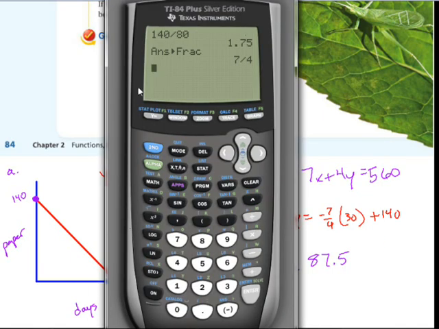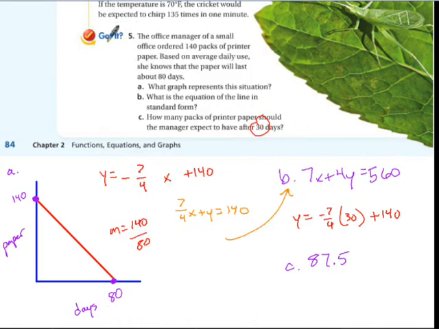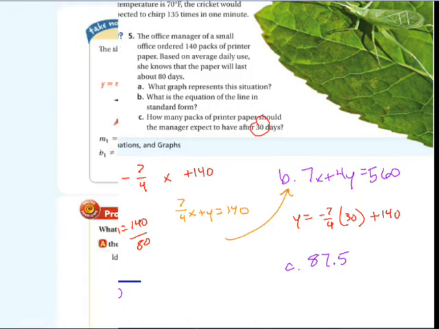So let's go right back into our TI. And we have this 7/4. We're going to make that negative 7/4. Okay, that times the 30. And then plus 140. And there's our answer of 87.5. Okay? Let's take a look at the next page.